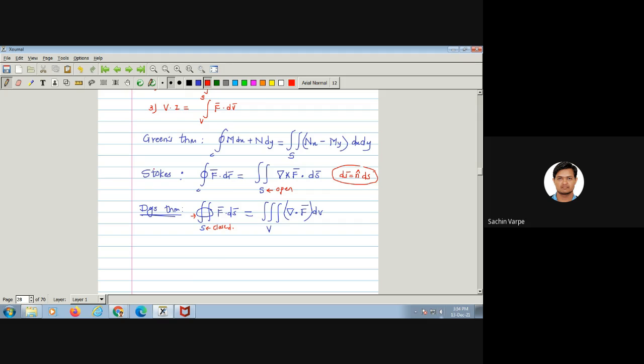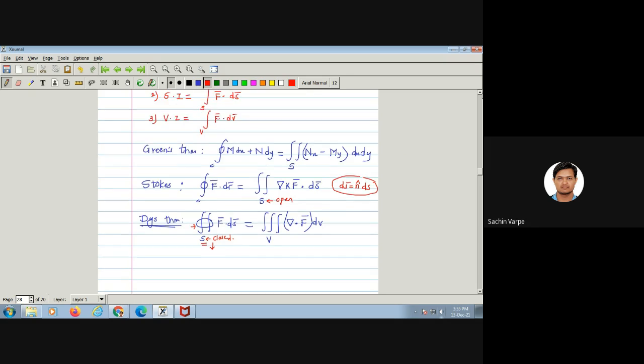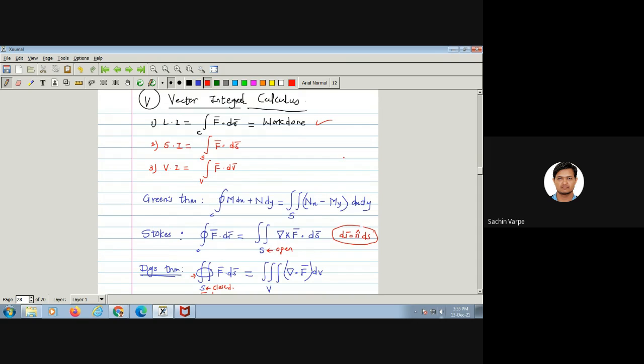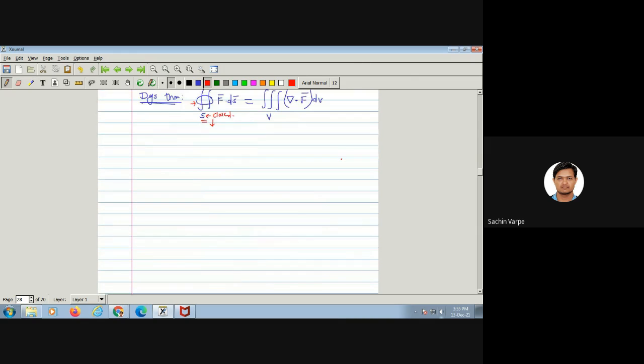So while considering the closed surface, the n cap used must be the unit outward normal, which must have the direction outside from the surface. We have seen a few important examples also. Okay? So these are the only important points we have discussed from the vector integral calculus.